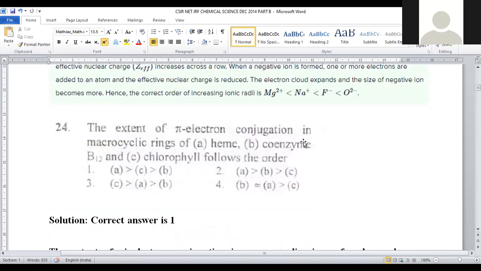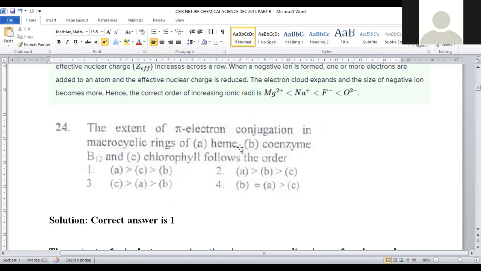The extent of pi electron conjugation in the macrocyclic ring systems of heme, coenzyme B12 and chlorophyll follows the order. This is a question from bio-inorganic chemistry. First, let us discuss what the uses of all these are. Later, we will enter into how the extent of pi electron conjugation is available in these complexes.